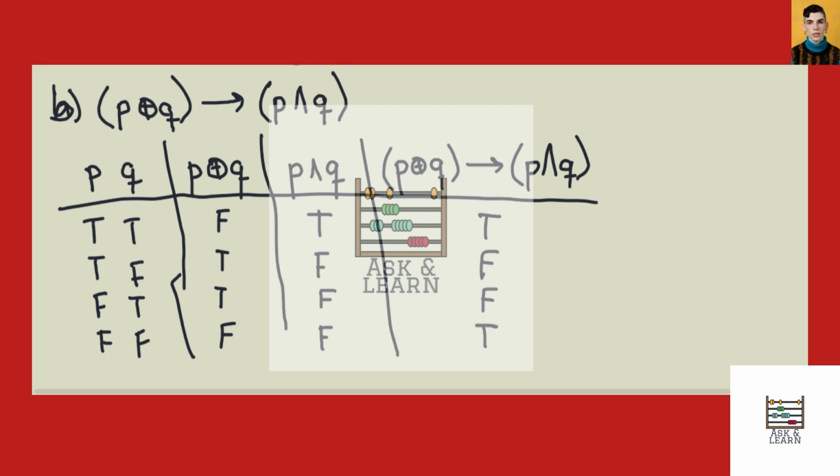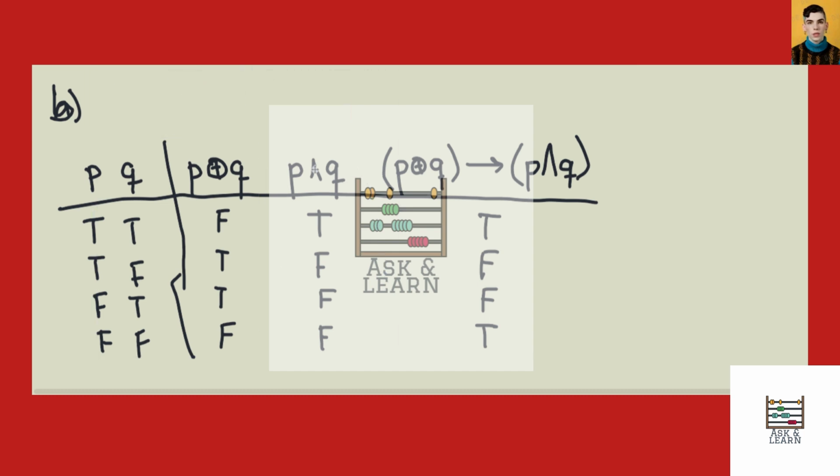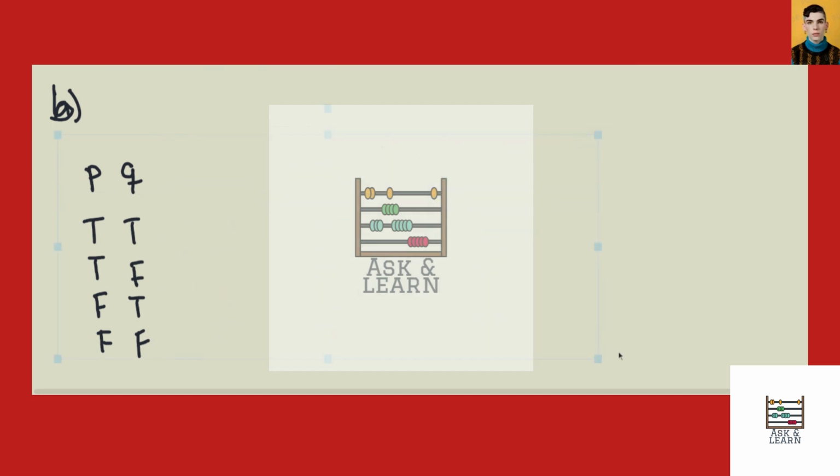Now let's do C. Let's get rid of this bad boy. Let's get rid of all of these. Okay, and let's get rid of this. So C, we know is P inclusive OR Q, exclusive OR P and Q.